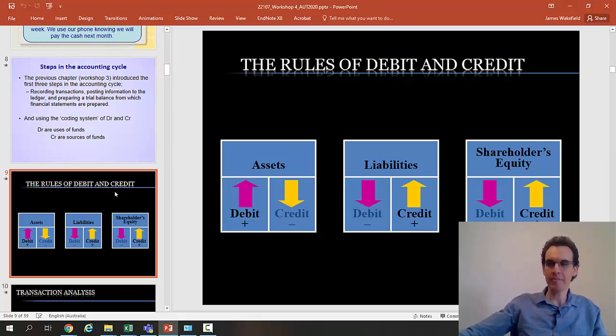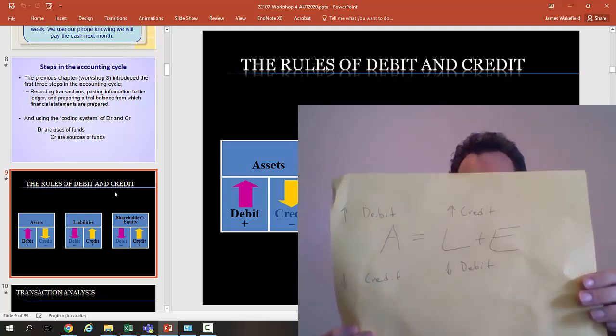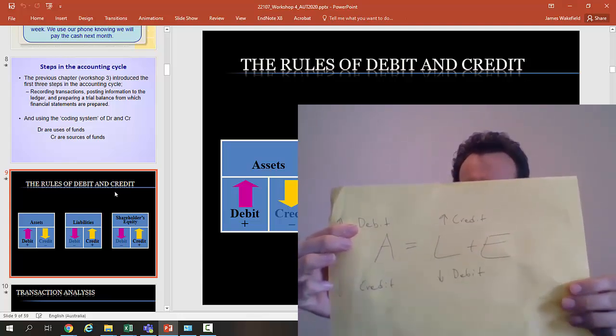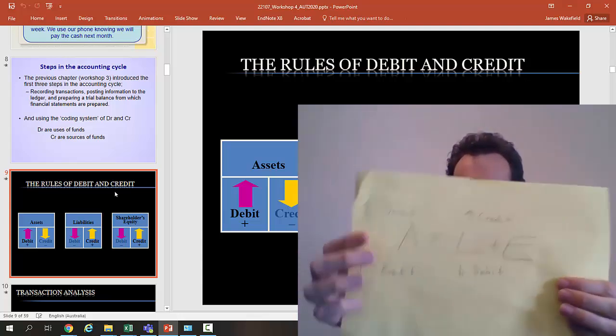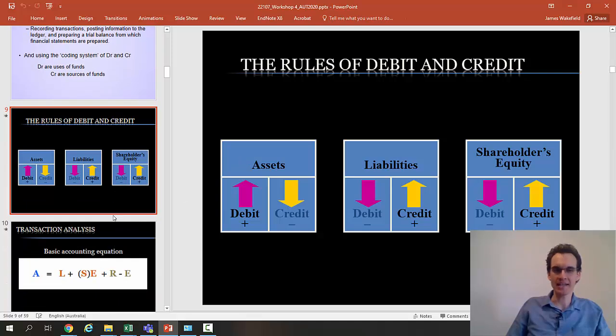And remember, if I bring out my trusty piece of paper here, which I asked you to write down the accounting equation with the debits increasing the assets and the credits increasing liabilities and equity and vice versa below. The same is shown on this slide here. So you debit to increase assets, you credit to increase liabilities and shareholders' equity, and vice versa to decrease both of those sides. So this is something that you need to remember. The more you practice it, the easier it will come to you. Just like when you're driving a car, the more you do it, the better you get.